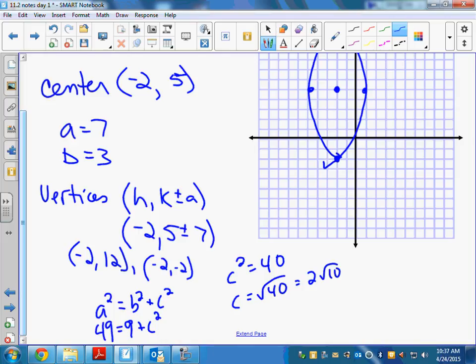And again, think through it. The foci are on the major axis, which means the foci is going to look just like the vertices in that the H is going to stay the same, and then I'm going to take K, and I'm going to add and subtract my C value. And that's what the formula says, H, comma, K plus or minus C. I'll look at the test a little closer as it gets close to time to tell you what you need to know. But you can think through those if you need to.